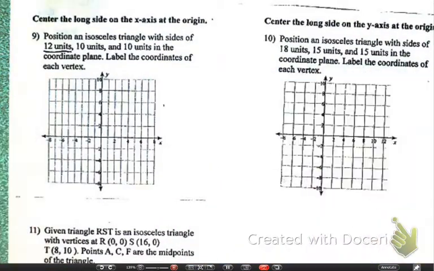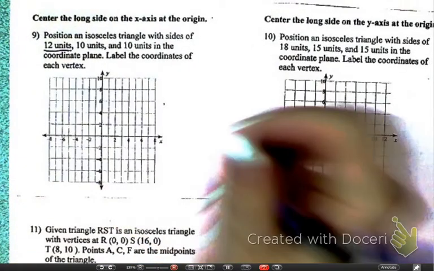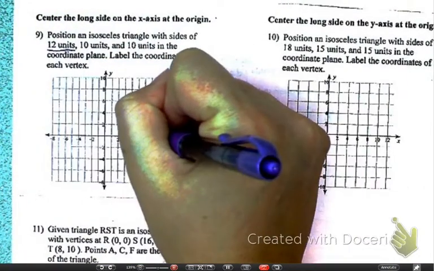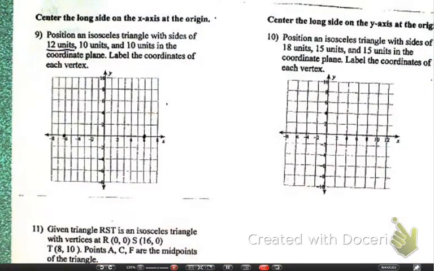So what does that mean? Where would I start and end? I would start at 6 and end at -6. That's 12 units long, right? And it's centered in the middle. Do you agree with that? Yeah? Okay. So draw in that line.